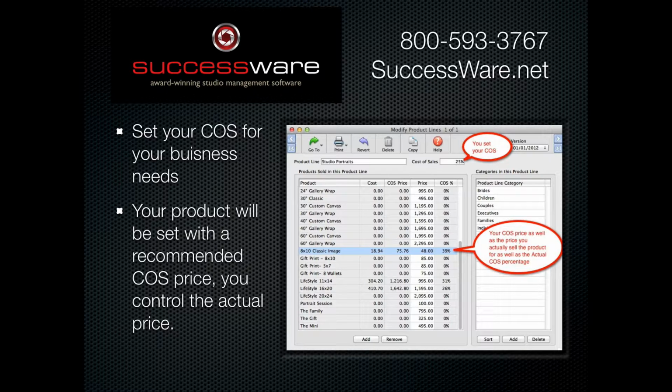So in our example, if we had that $18.94 8x10 and our cost of sale price was $75, we have to now charge a certain price that we feel viable. Well, we have it set at $48. Well, that's meaning that we're at a 39% cost of sale. For our business to be profitable at a 25% cost of sale, we can't run our business selling 1 8x10 at a time. We need to figure out better ways to be able to bundle that product and to help you with that process.